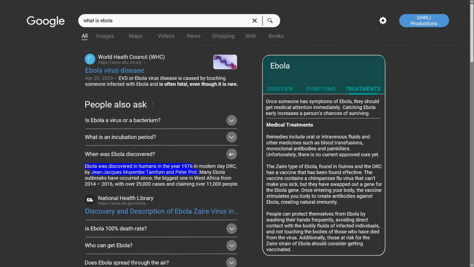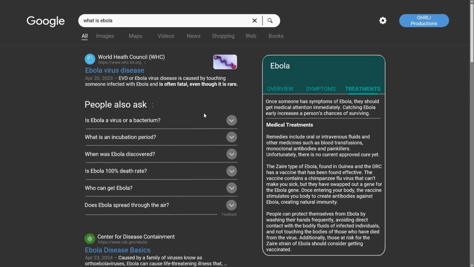Ebola was discovered and documented in the year 1976 in modern-day Democratic Republic of the Congo by Jean-Jacques Muyembe Tamfum and Peter Pio after 2 outbreaks. Since then, Ebola has appeared periodically from an unknown animal host to infect humans in a handful of African nations. The worst outbreak occurred in 2014 that lasted 2 years with over 29,000 cases and claiming over 11,000 people.